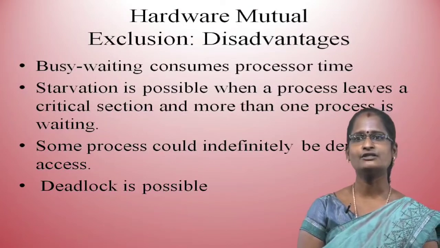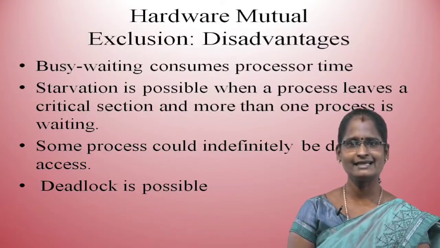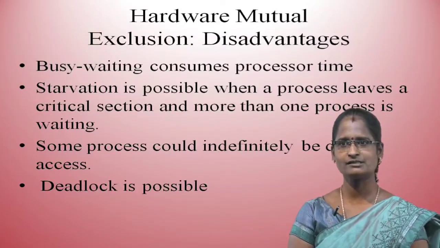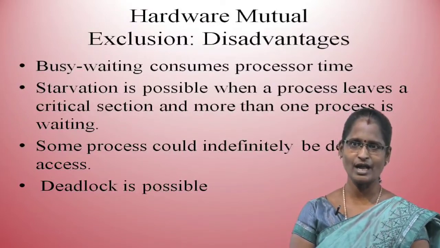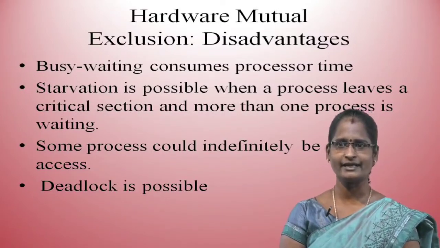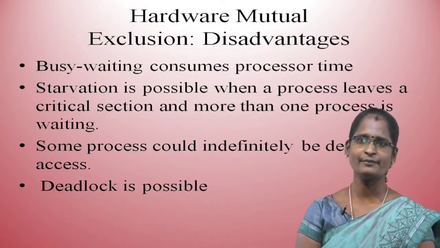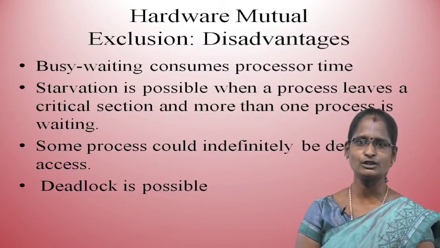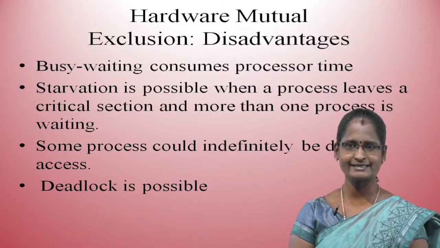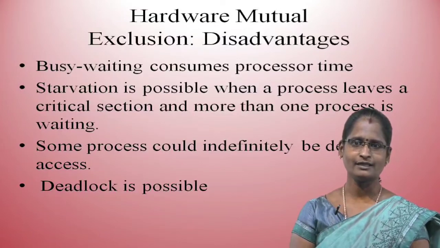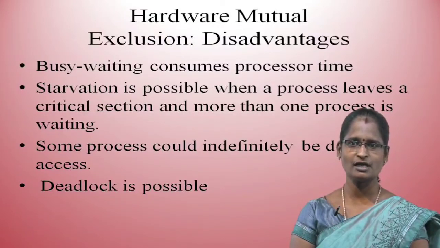Then the disadvantages. Busy waiting consumes processor time: while a process is waiting for access to a critical section, it continues to consume processor time. Starvation is possible. When a process leaves a critical section and more than one process is waiting, the selection of a waiting process is arbitrary. Then deadlock is possible. An example is a uniprocessor system: process P1 executes a special instruction, then P1 is interrupted to give the processor to P2, then P2 now attempts to use the same resources as P1.